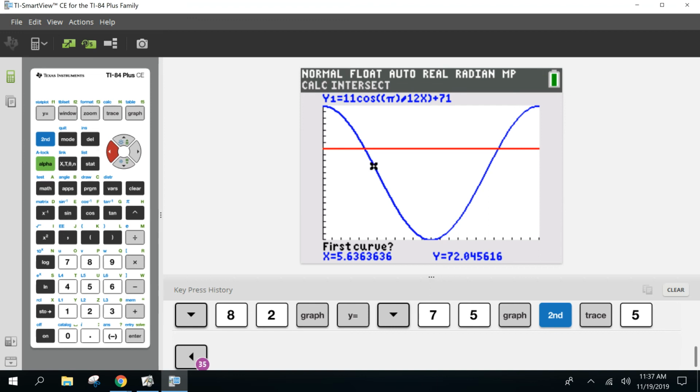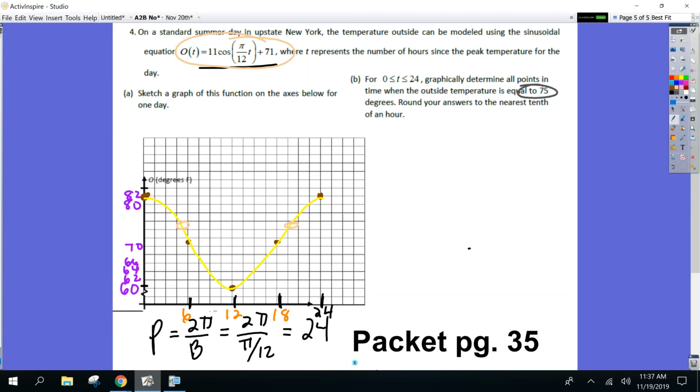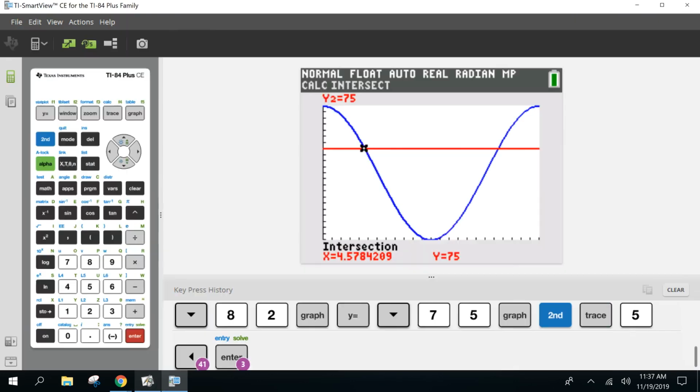This is slow. Oh, we got it. See where it says first curve now? Enter. Second curve, enter. And then after it says guess, enter. All right, and then there's our first x value, and I believe I gave you rounding directions, right? Nearest tenth of an hour, so it's going to take 4.6 hours.